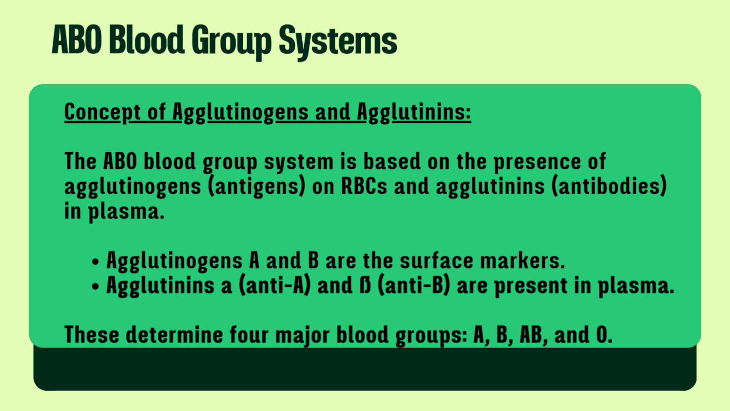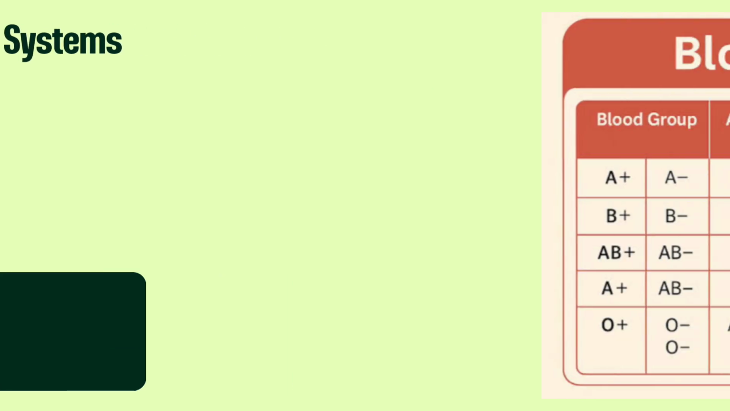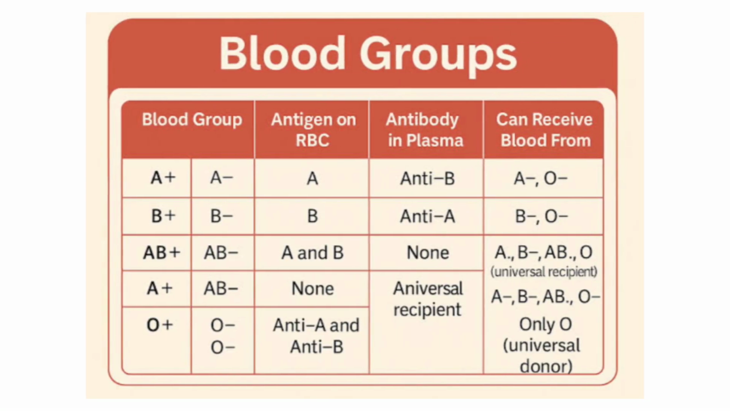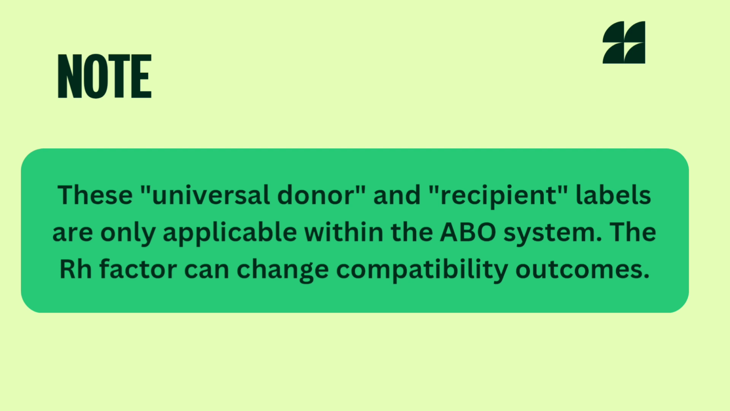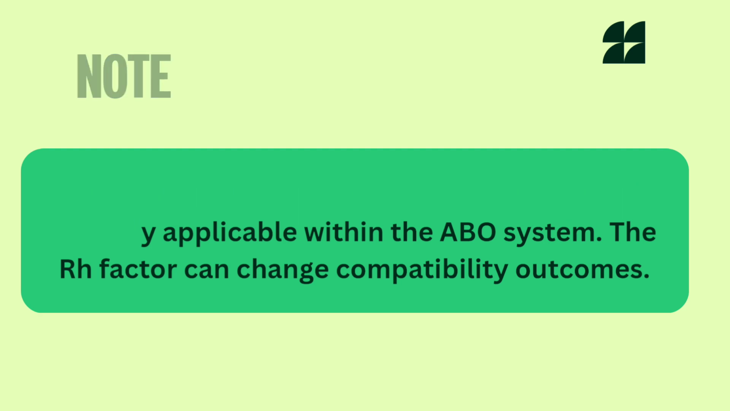Agglutinogens A and B are the surface markers. Agglutinins, anti-A and anti-B, are present in plasma. These determine four major blood groups: A, B, AB, and O. This table shows different blood groups, antigen on RBC, antibody in plasma, and which blood group can receive blood from which blood groups. A note is there with respect to the blood groups table. The labels universal donor and universal recipient are only applicable within the ABO system. The Rh factor can change compatibility outcomes.